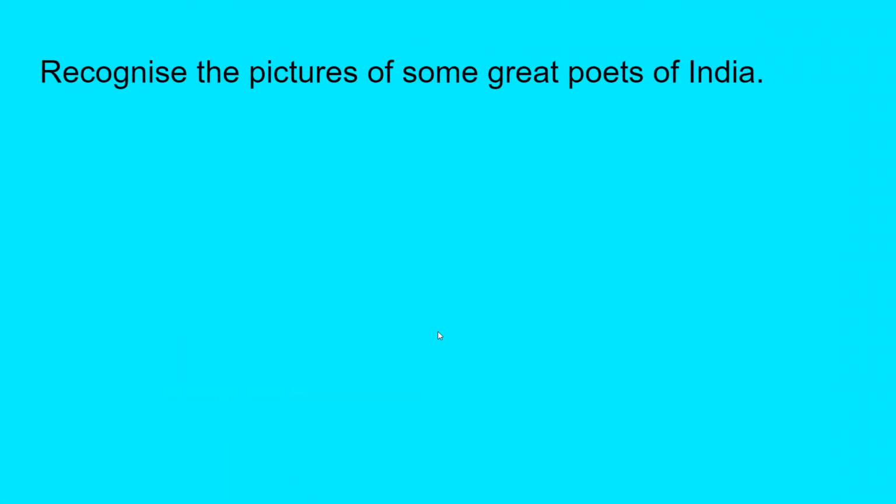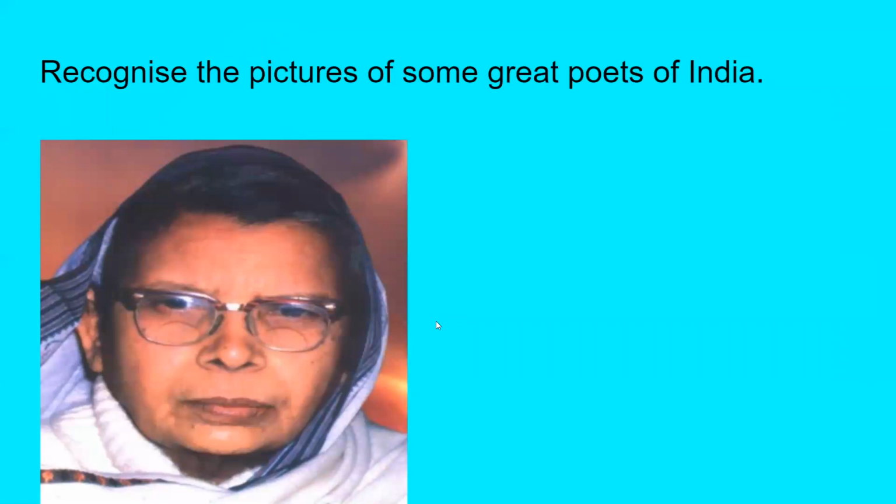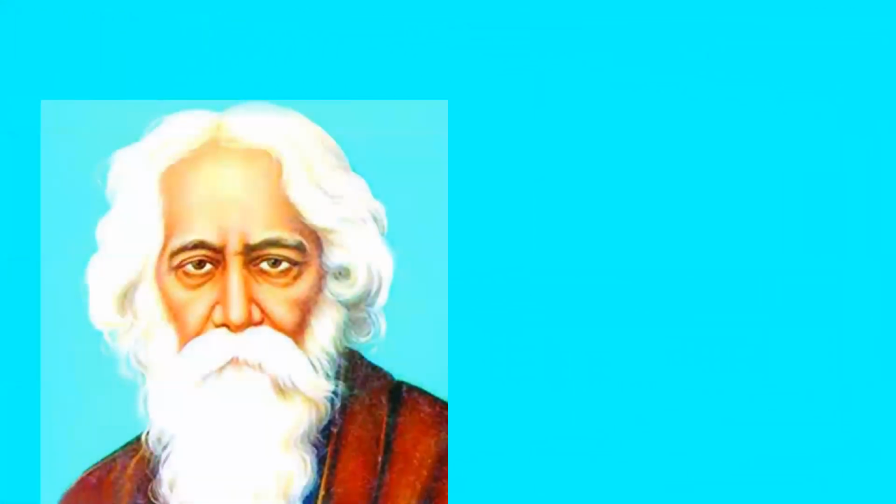Now let us study the names and the pictures of different poets. Recognize the pictures of some great poets of India. Picture is given. We will find out the name of the poets. The name of this poet is Mahadevi Varma. And the next one, you are very aware of this face. He is Rabindranath Tagore from Bengal. He is a poet, writer, and social reformer also.